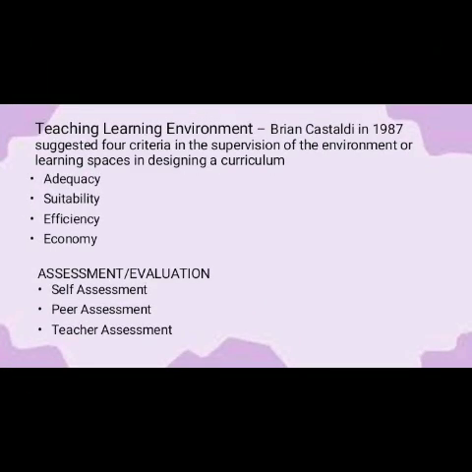Teaching learning environment. Brian Castaldi in 1987 suggested 4 criteria in the provision of the environment or learning spaces in designing a curriculum. These criteria include adequacy, suitability, efficiency, and economy.